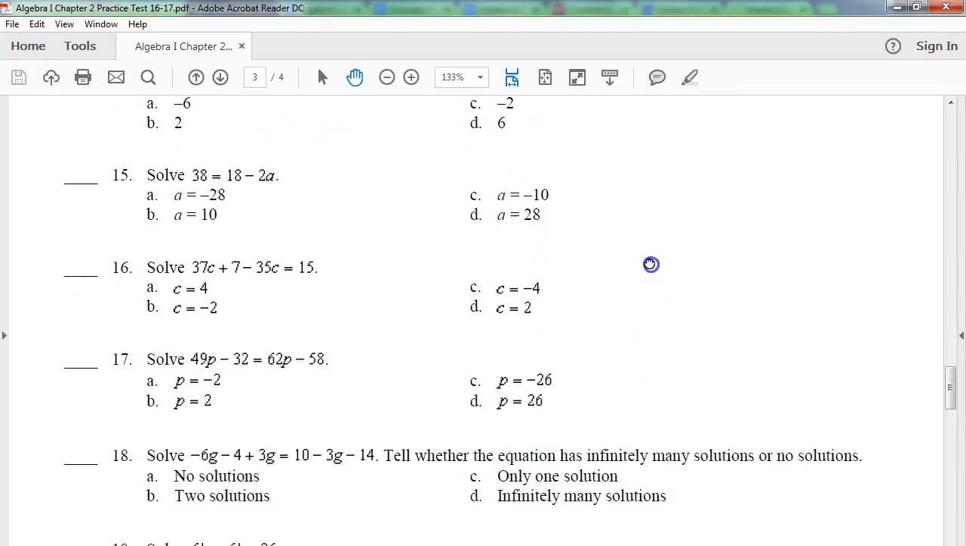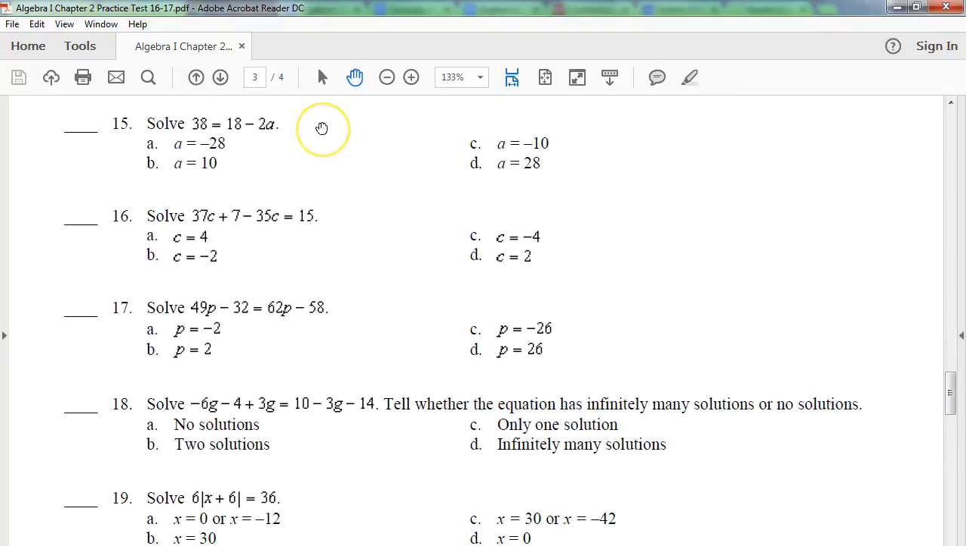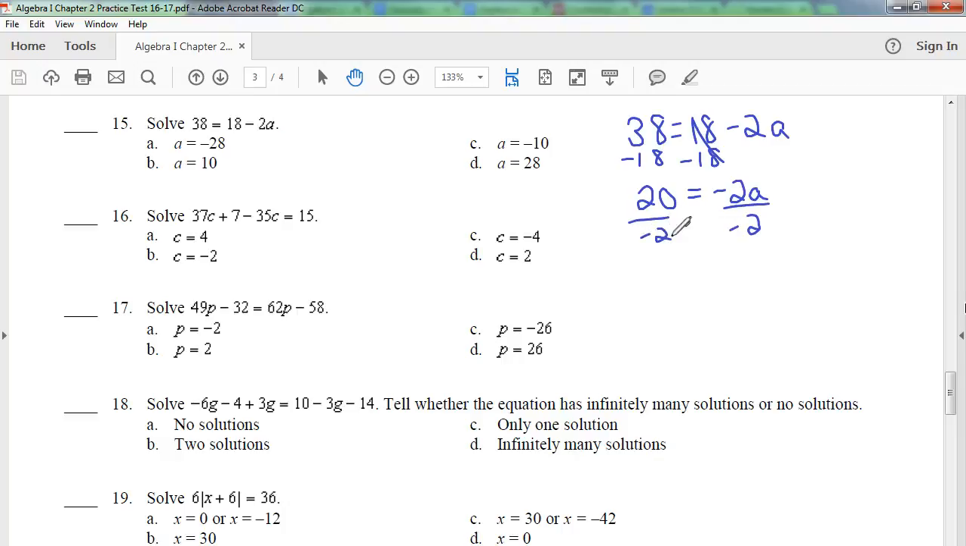Number 15, solve 38 equals 18 minus 2a. So if we have 38 equals 18 minus 2a, we want to isolate a, so we're going to move away the things that are further away from it. We'd move this 18 away first. 38 minus 18 is 20, and that leaves us with -2a on the right-hand side. So now a is being multiplied by -2. We need to divide by -2 to cancel that out. And here we have -10 equals a, and that is option C.